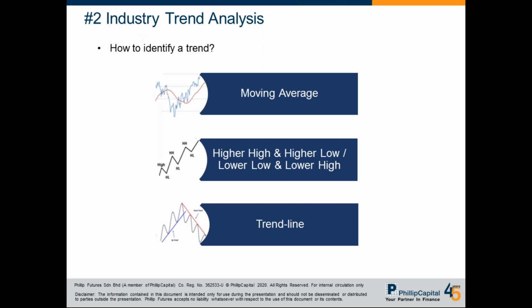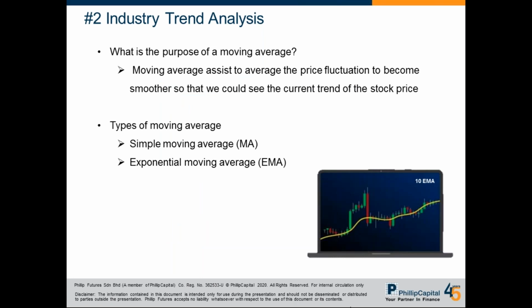And how can we identify a trend? There are usually very basic ways. First is through a moving average. Second, we identify the higher high and higher low, or lower high and lower low. From here, we can draw a trend line, okay? So based on the trend line, we will know whether the trend is going up or going down. So for today, I'll be focusing on using the moving average.